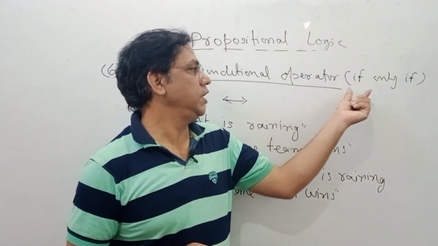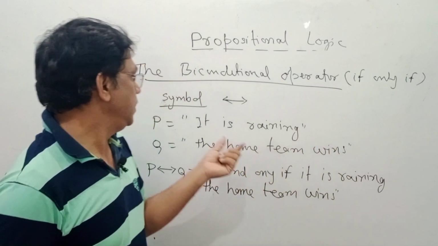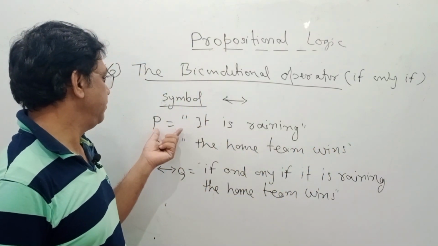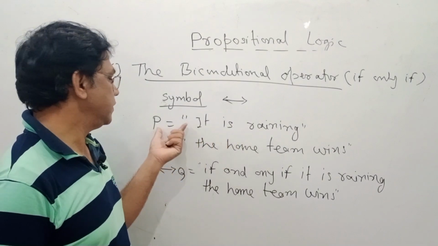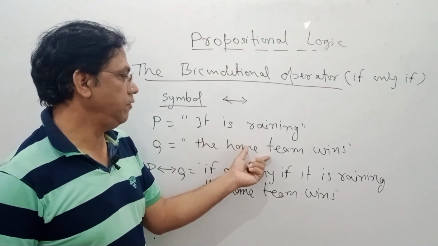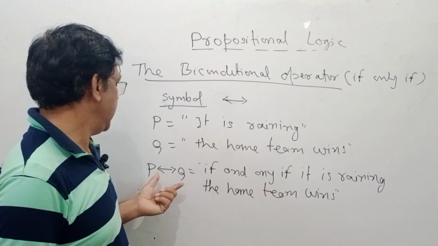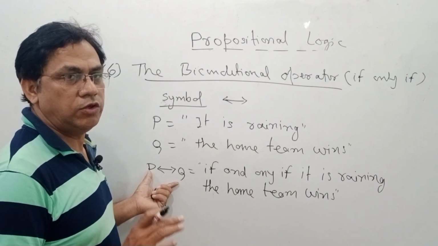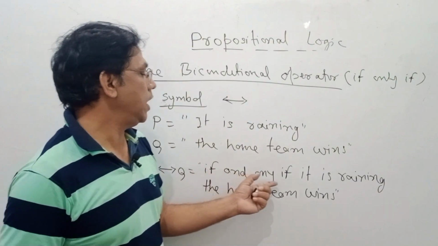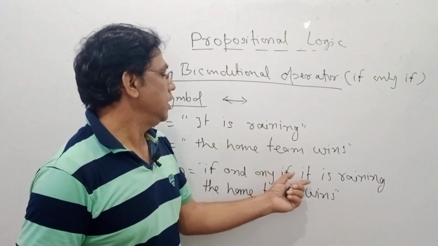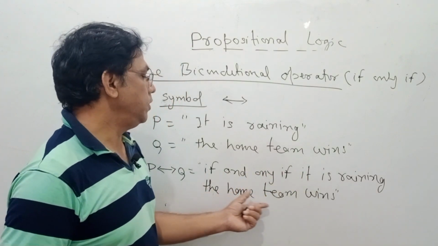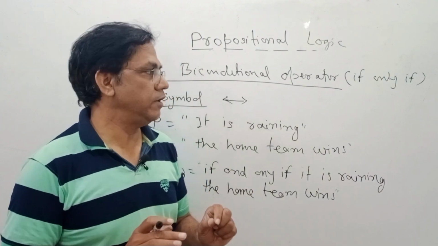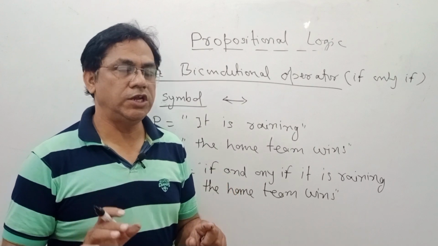Now we will see the last type of operator in propositional logic, the biconditional operator, which means if and only if, and it is represented by this symbol. Suppose we have two statements, P and Q. It is raining is assigned to the P variable, and the home team wins is assigned to the Q variable. Whenever I put P biconditional Q, it will give the true value only if and only if it is raining and the home team wins. So it will give the value true whenever the if-and-only-if condition occurs.